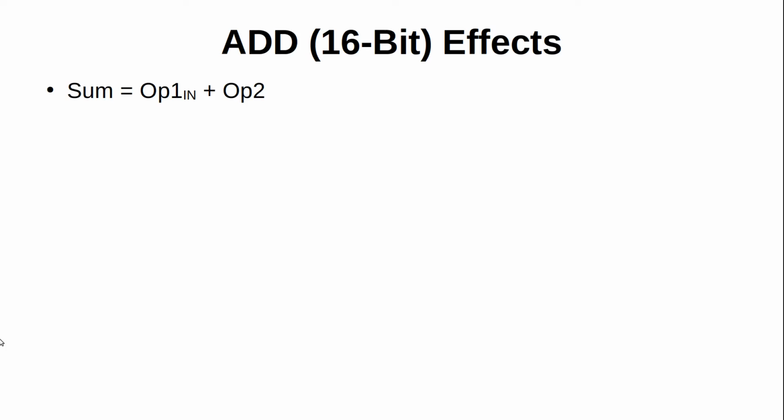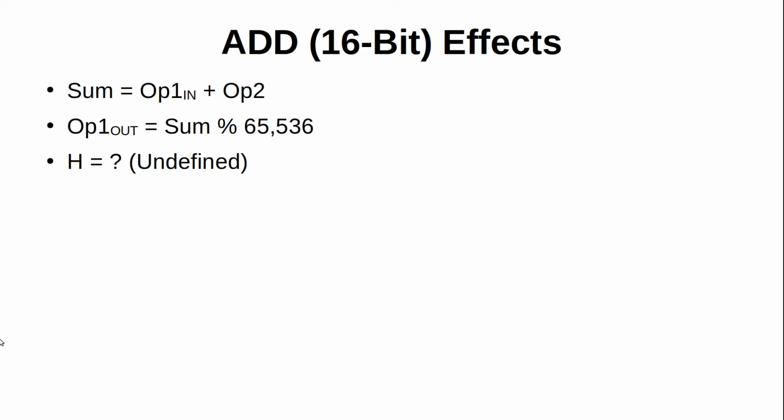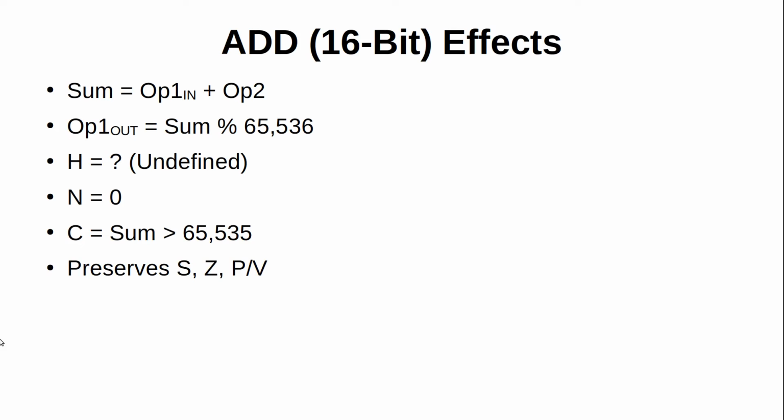The sum is still operand 1 plus operand 2, and it will be stored in operand 1. But now we need to have the lower 16 bits of the sum, so there will be an effective modulo of 65,536, which is one more than the maximum value of an unsigned 16-bit integer. The resulting state of the H bit is actually undefined, so there's no programmatic use for it. Just like any addition, the N bit will be cleared, and the carry flag is set when that sum exceeded the maximum value. As for the rest of the flags, they are unchanged, with their previous states preserved.